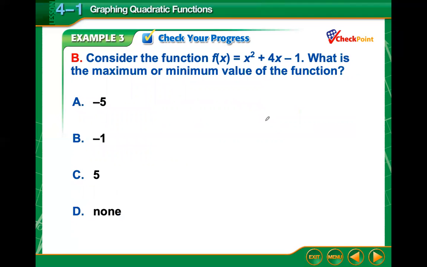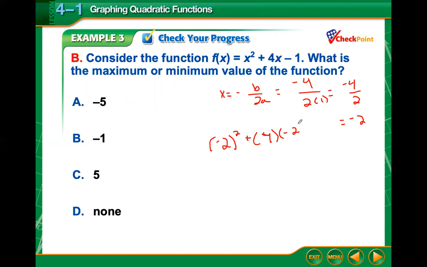Considering the same function, go ahead and tell us what the maximum or minimum value is. All right, so we're going to use that x equals negative b over 2a. We know b here is 4, so we're going to get negative 4 over 2 times 1, which is our a value. So it's negative 4 over 2, which is just negative 2. I then take this value and we're going to substitute that in.